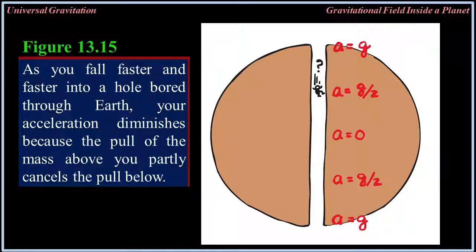If you started at the North Pole end, you'd fall and gain speed all the way down to the center, and then overshoot and lose speed all the way to the South Pole. You'd gain speed moving towards the center and lose speed moving away from the center. Figure 13.15, as you fall faster and faster into a hole bored through Earth, your acceleration diminishes because the pull of mass above you partly cancels the pull below.